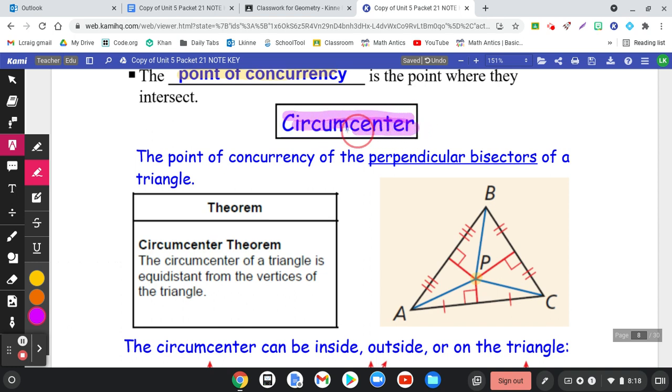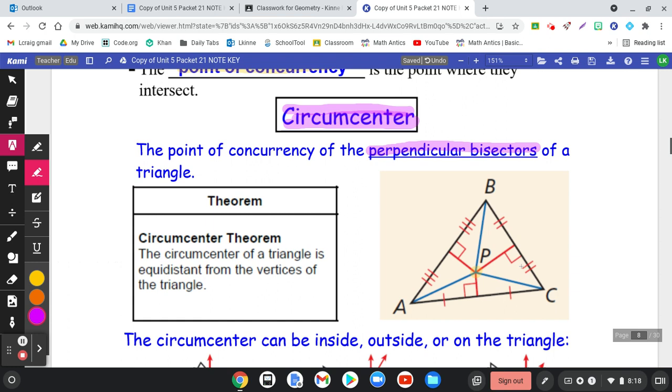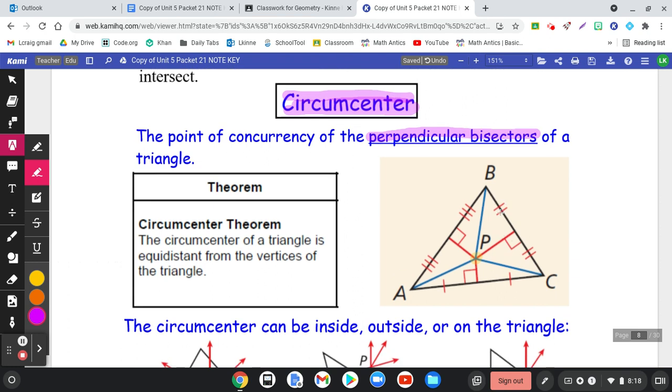You may want to highlight this. So circumcenter is made up of perpendicular bisectors. So if you look at this picture right here, this side has been cut in half and this line is perpendicular. We can tell by the square. Same with over here and over here. The point where those all meet is called the circumcenter.